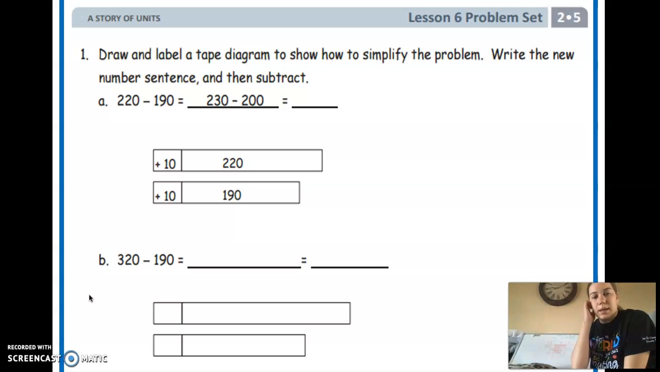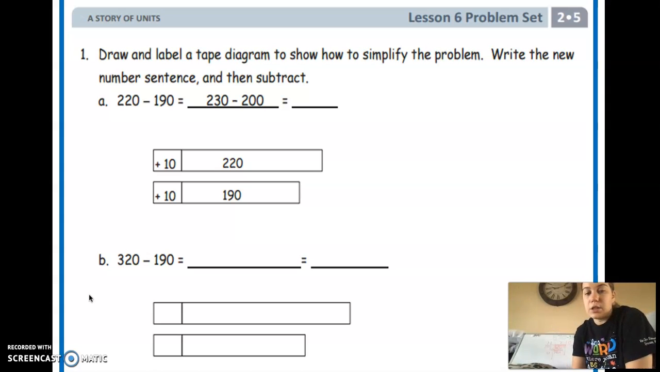So you have 220 minus 190. You're going to look to see which one's closer to the next 100. So 190 is closer. So how many more from 190 to 200 did you need to add? Because you added 10. So if you look at their tape diagram, they added 10 to both numbers. So if you add 10 to 190, you get 200. If you add 10 to 220, you get 230. So then your new problem is 230 minus 200. So you can use your tape, you can use a place value chart to help you solve that if you need to. And then remember, you should use an addition sentence to help you check your answers.